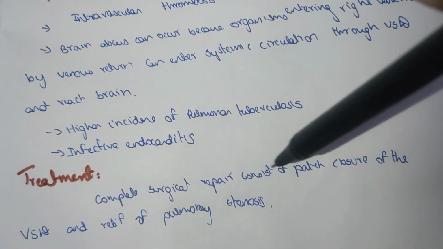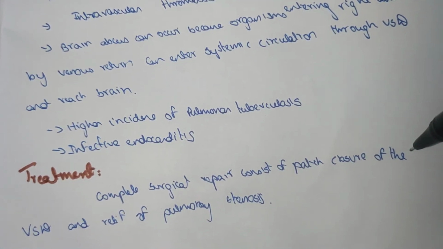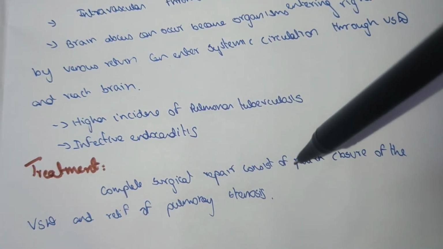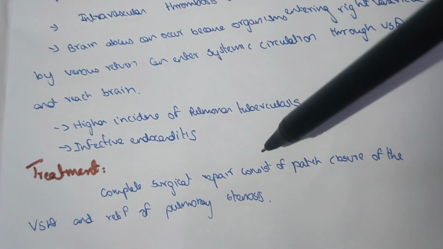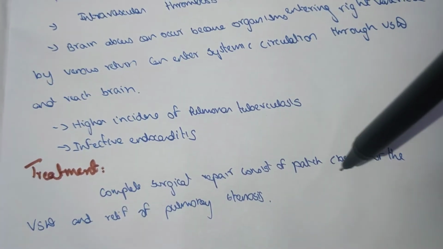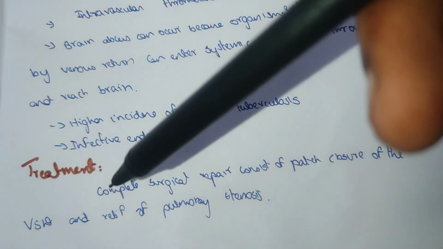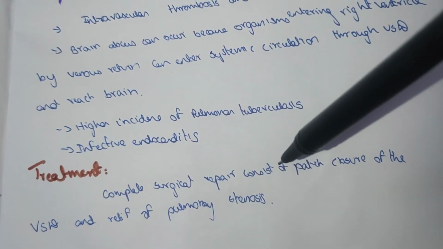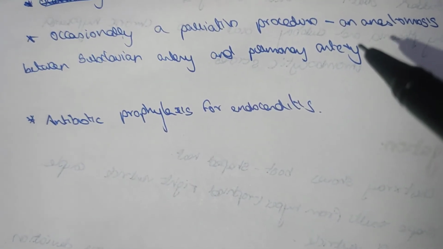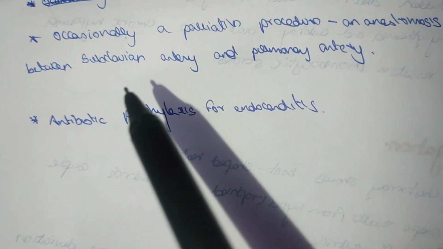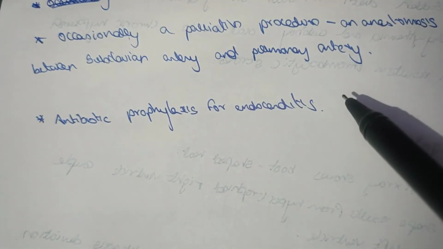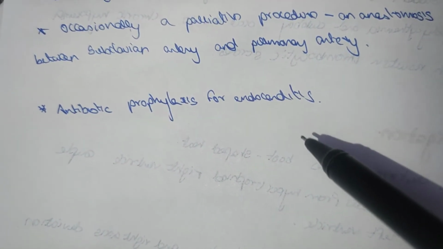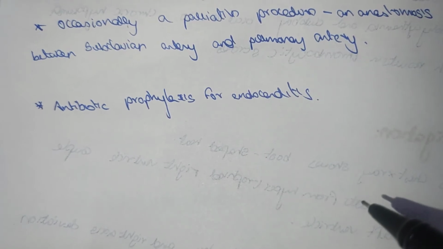The treatment is complete surgical repair, which consists of closure of the ventricular septal defect and relief of the pulmonary stenosis. Occasionally, palliative procedures like anastomosis between the subclavian artery and the pulmonary artery are done. Antibiotic prophylaxis for endocarditis is given. These are the treatments of Fallot's tetralogy.